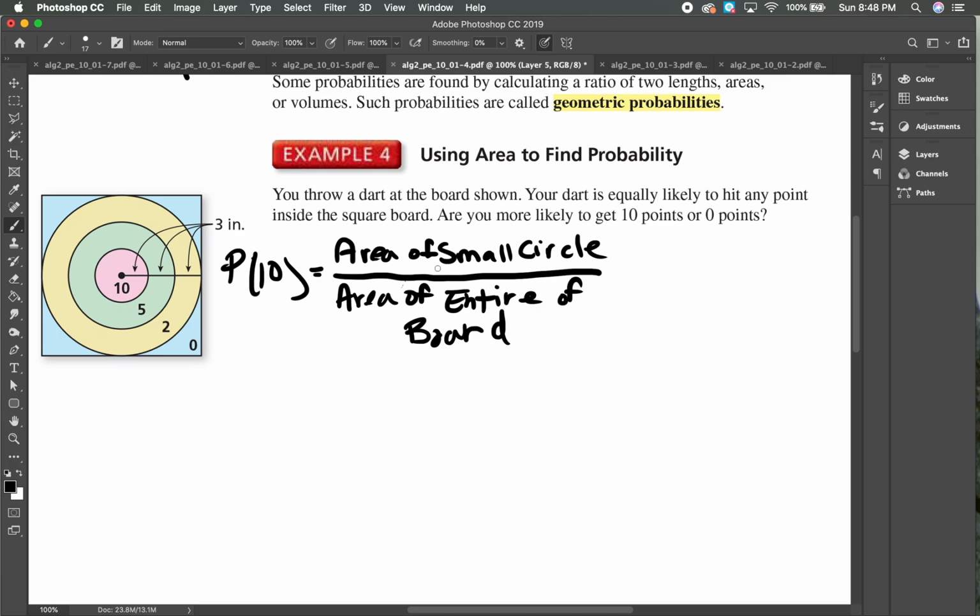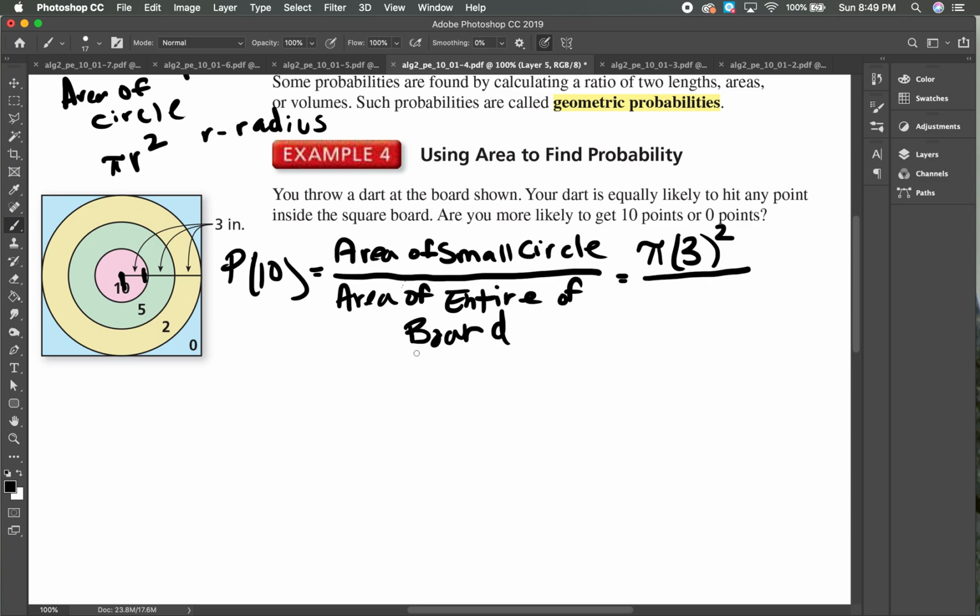Now, if you don't remember, the area of a circle is pi r squared, where r is your radius length. Here it tells me this is 3, so that arrow is implying that this is 3. So I have pi times 3 squared. On the bottom, though, is the area of the entire board. That is a little bit harder, or easier but also harder, just because they didn't give us a whole lot of information.